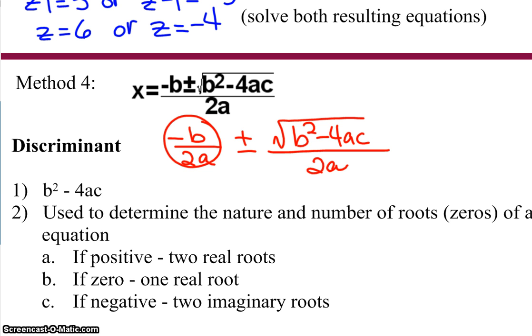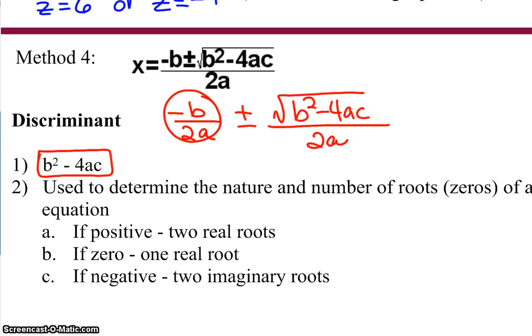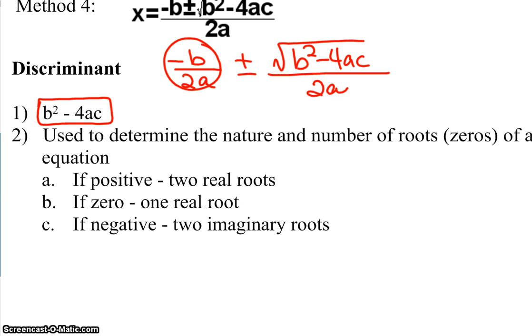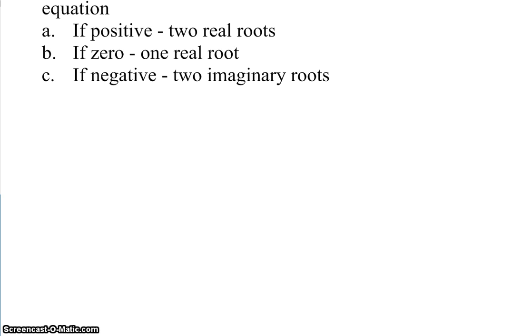Now, the b squared minus 4ac part has a name. It's called the discriminant. Notice the discriminant is not the square root, it's just the radicand, or the number inside the square root. We can use that to determine the nature of the roots, or zeros, and the number of the roots in the problem. If it's a positive number, when you take a square root of a positive number, you get two values, a plus or a minus. If it's 0, the square root of 0 is 0, so when you add it or subtract it, you still only have one answer. And if it's negative, the result will be two imaginary roots.